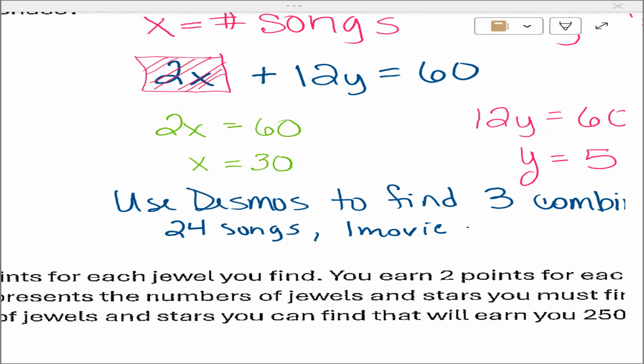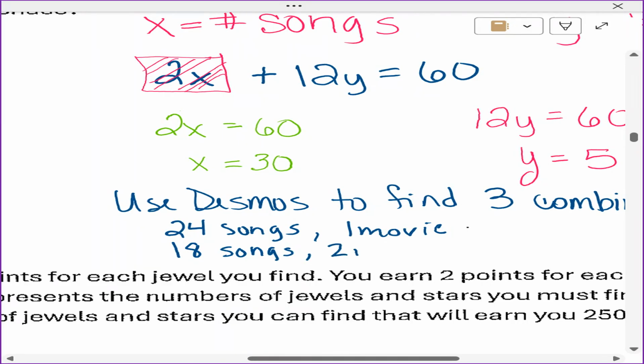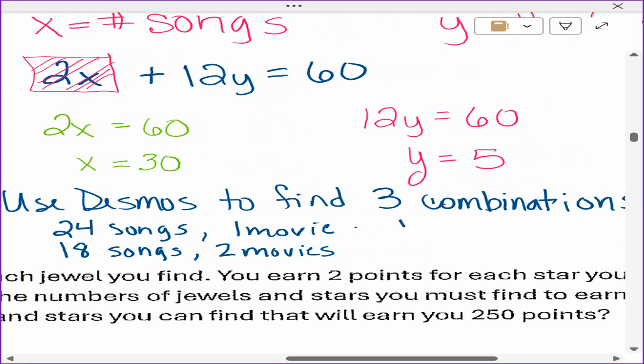Where else does it cross a grid line exactly? Looks like right here. What's that number? That ordered pair. So that means that I can buy 18 songs or 2 movies. Okay, let's keep looking at our graph. What about right here? I'm trying to get right on it. What's that point? 12-3. So what does that mean, Ariana? 12 songs and 3 movies.